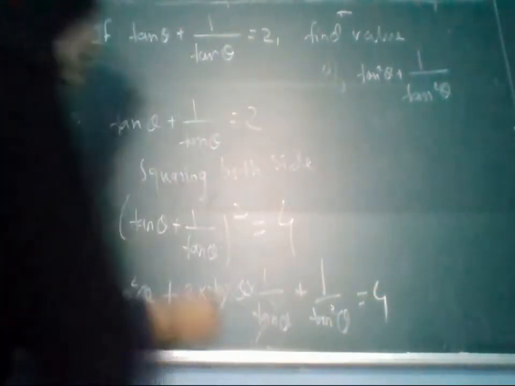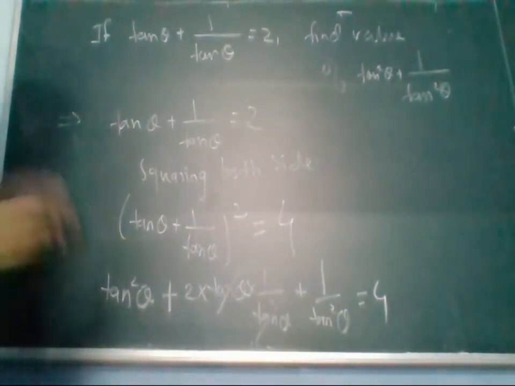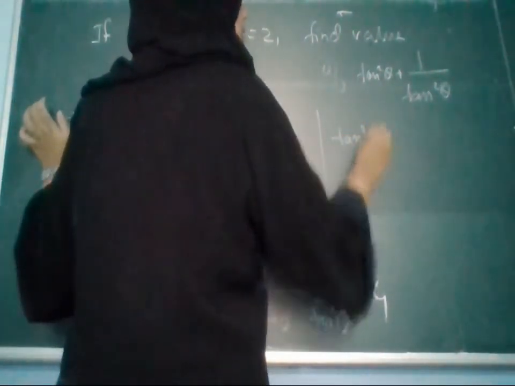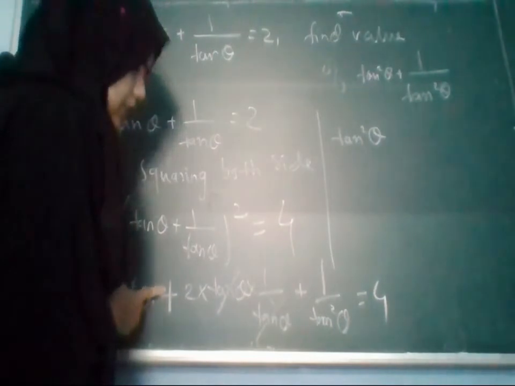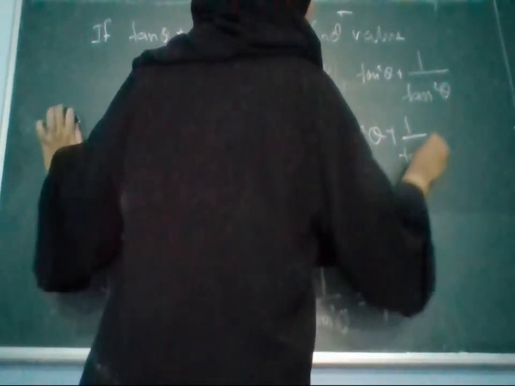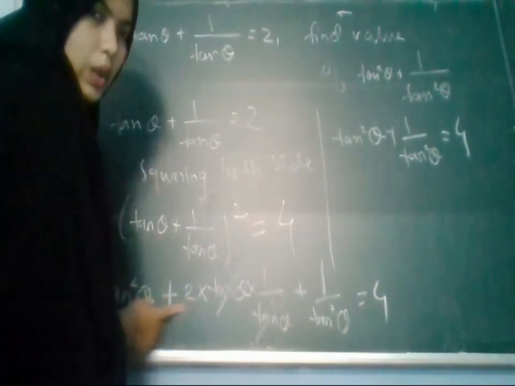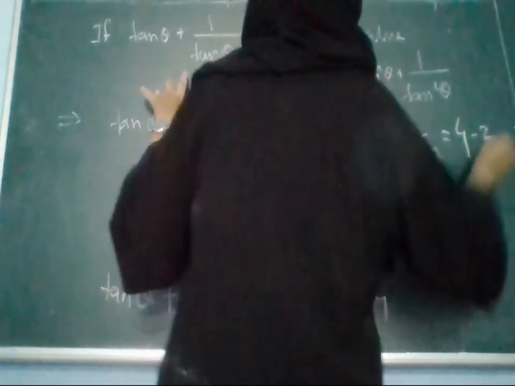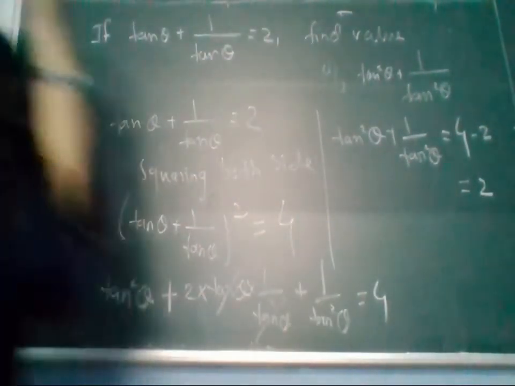Now this term and this term get cancelled. So you will be left with tan square theta plus 1 upon tan square theta is equal to 4, and here it is 2, right? So it will be minus 2. So the answer will be 2 only. Okay? This is a very simple problem.